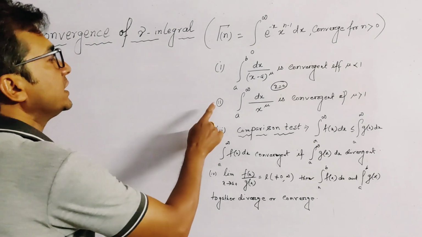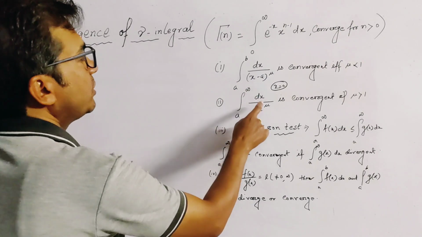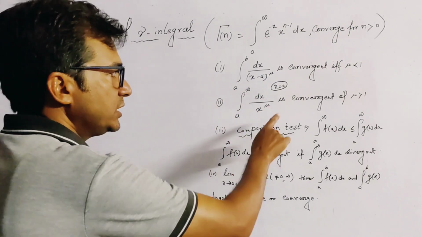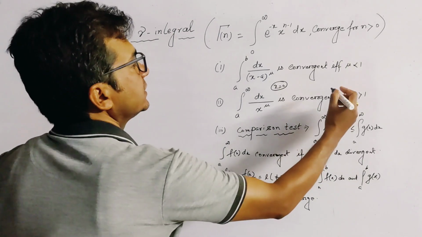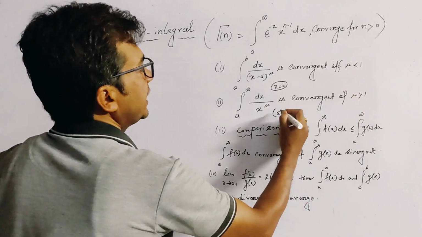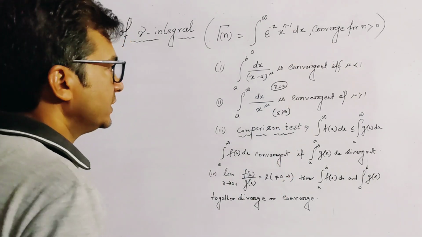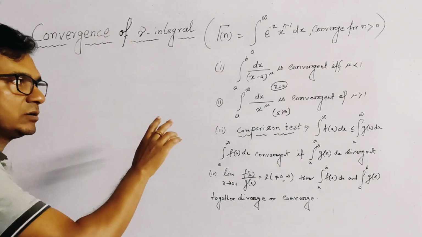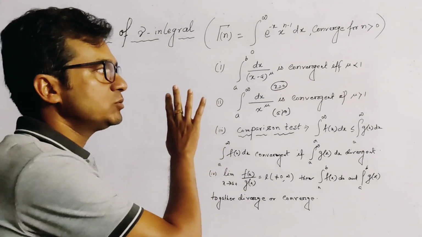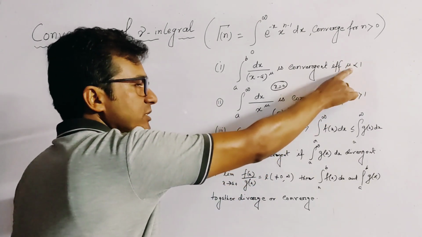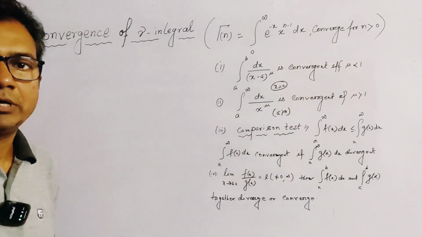And the second result is integration a to infinity dx by x to the power mu is convergent only if mu greater than 1. And here the essential condition is that a, the lower range, is greater than 0. These two results look similar, but there is a huge difference, because this is convergent for mu less than 1 and this is for mu greater than 1.